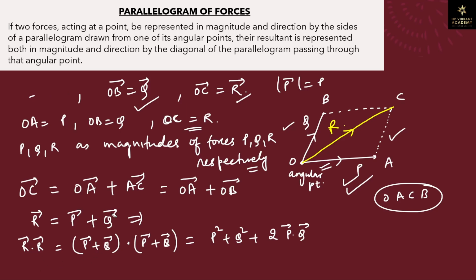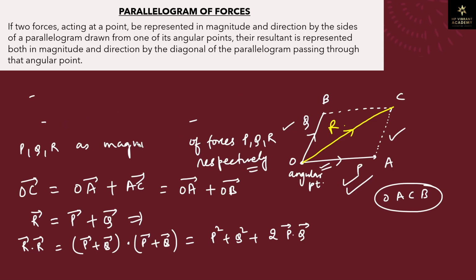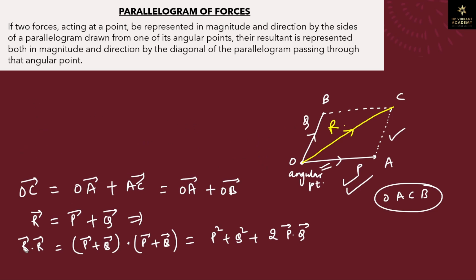Let us further simplify this. So we have R square equal to P square plus Q square plus, let us expand this, 2 times the magnitude of P vector is P, so this is PQ into the cosine of the angle between P and Q. Let us consider this angle as alpha. This is 2PQ cos alpha. So this is alpha, then this is also alpha.